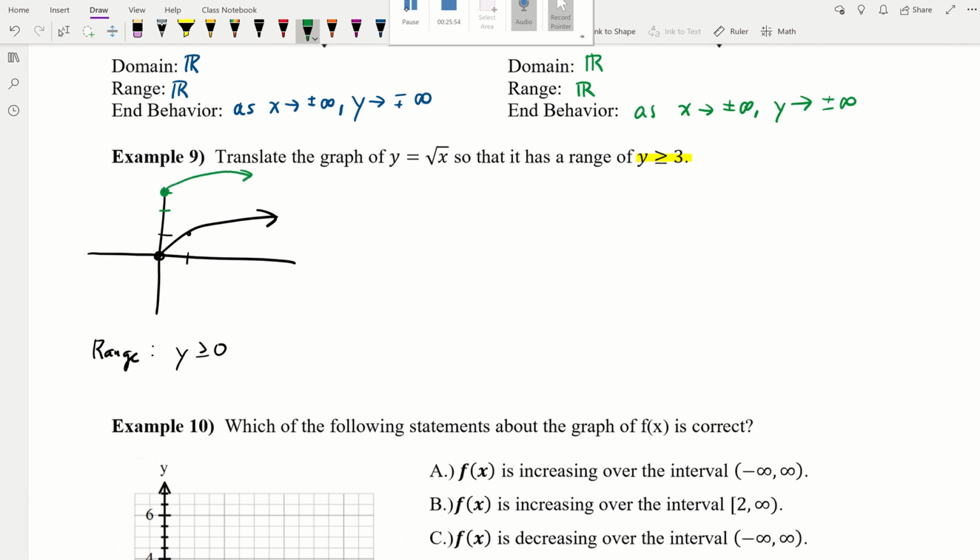So we want to think about, what do we need to do to this equation to make the graph go up 3? Well, that's just adding 3 outside of the radical. So it's just thinking about what's going to cause that range to change. And with square root functions, it's moving the graph up or down, which happens through adding outside the radical.